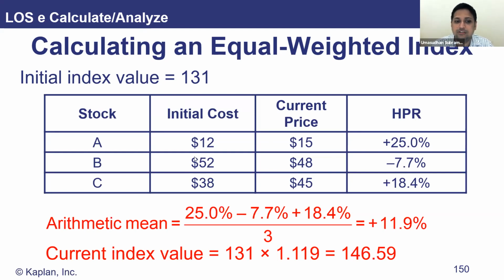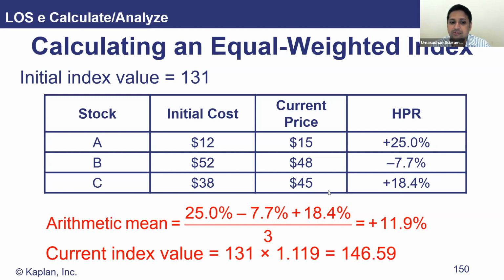So what's happening to stock A? 12 to 15 has grown by 25%. What happened to stock B? It was 52 and came down to 48, so it has gone down by 7.7%. If you look at stock C, what's happening? It was 38 and has gone up to 45, so it has grown by 18.4%.